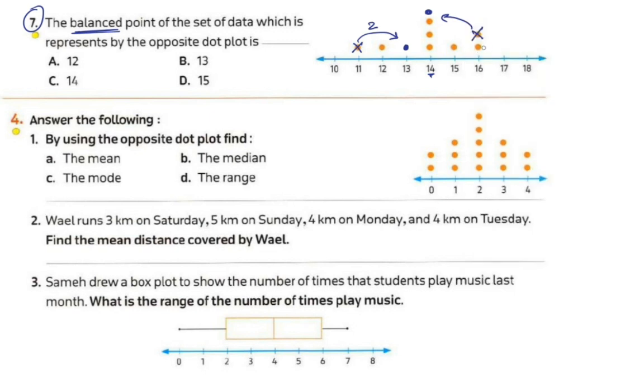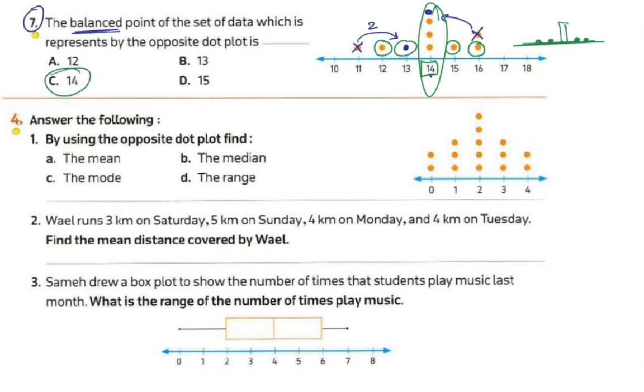Okay, now imagine with me, I have here 1 dot and 1 dot, 1 dot and 1 dot. So where is the center here? This is the center. So this shape is what? Symmetric. Okay, and the center is what? It is 4. So the balance point is 4.